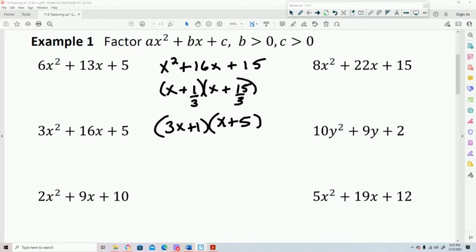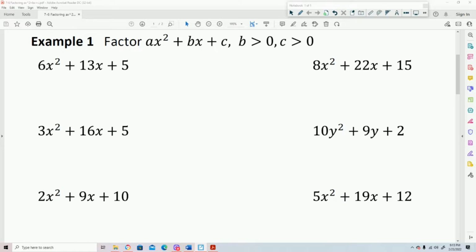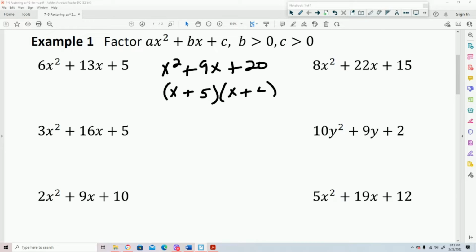And those are our factors. Next, let's look at this one. I'm going to rewrite it: x squared plus 9x plus 20. I'm going to factor. All of these are plus plus, so we're going to put pluses there. x and x. Now, numbers that multiply to be 20 and add to be 9, that's 5 and 4.